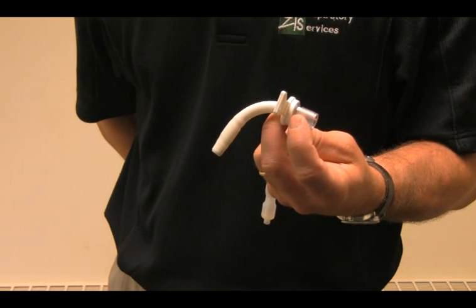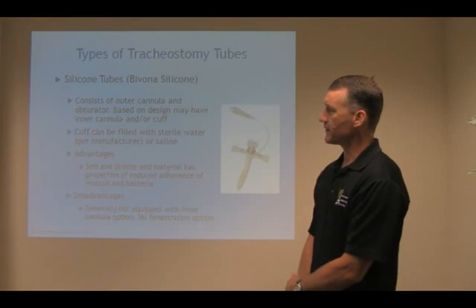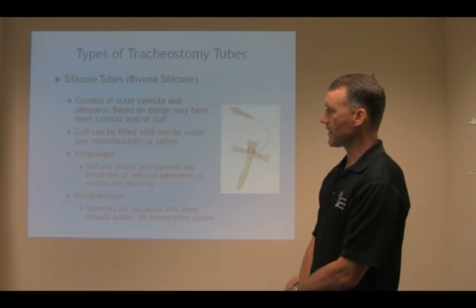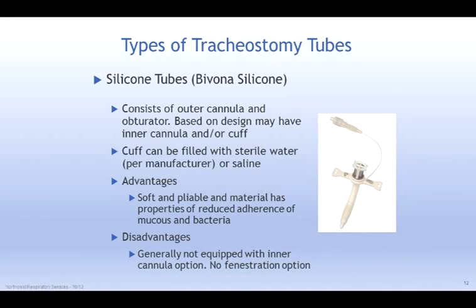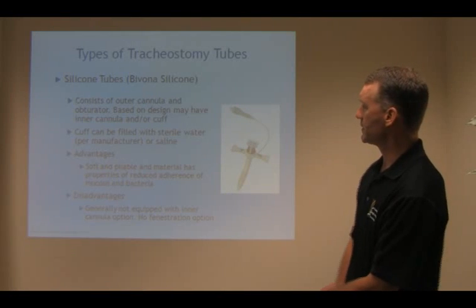go flat. The advantages of the Bivona: soft and pliable, and the material has a property of reduced adherence of mucus and bacteria. The disadvantages: generally not equipped with an inner cannula option, and there is no fenestration option. And we'll discuss fenestration here in just a moment.